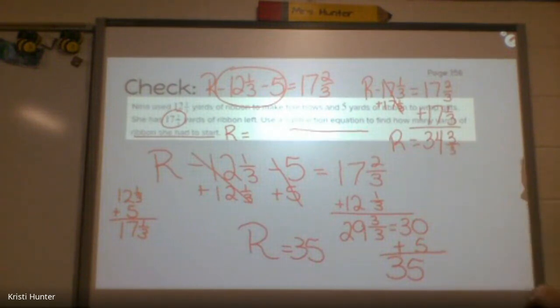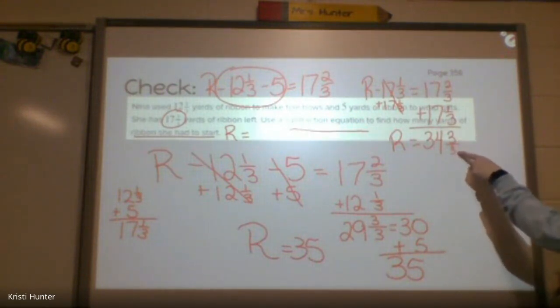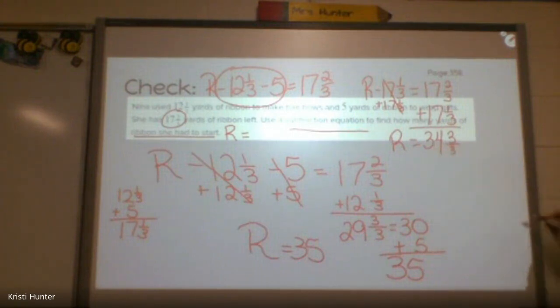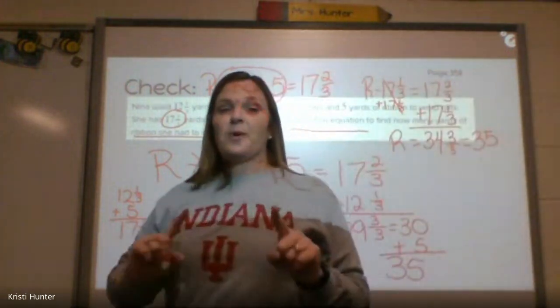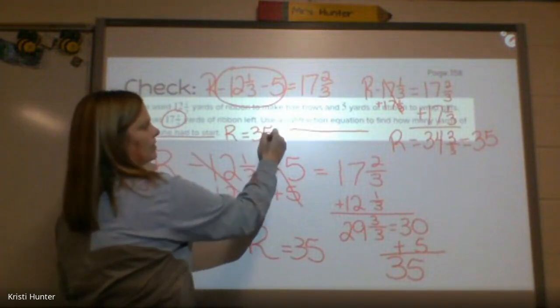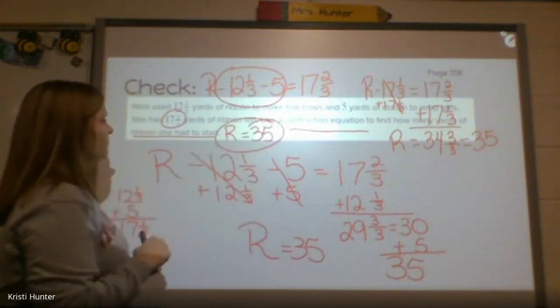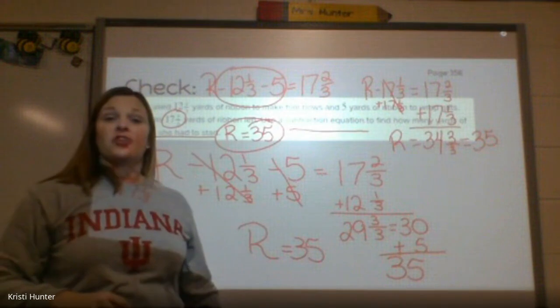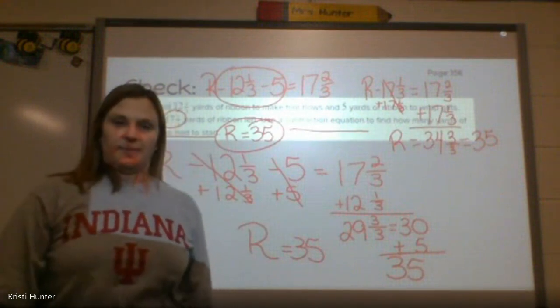We just said if the numerator and the denominator match, that's a value of 1. So I have 34 plus 1 more makes 35. So no matter which way my group chose to solve it, I found that R equals 35. Nina started with 35 yards of ribbon.